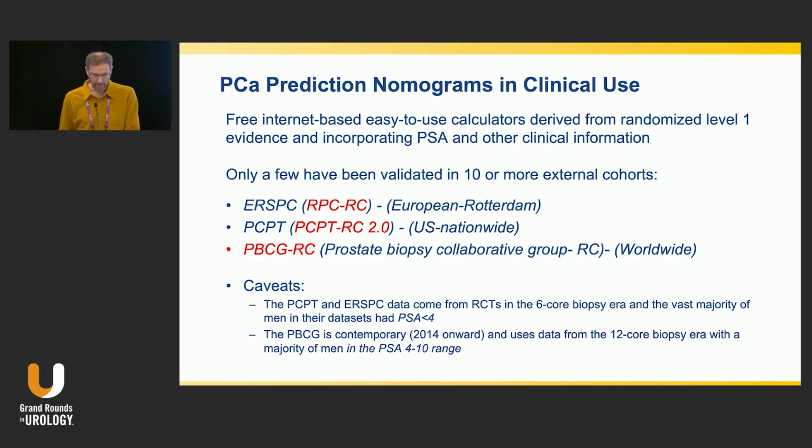And of the many, these 3 have been validated in 10 or more external cohorts. So these are robust. One is using the ERSPC data, that's the RPC risk calculator. One is using the Prostate Cancer Prevention Trial data, and that's the PCPT risk calculator. And the last one we'll talk a little bit about is the newest, the Prostate Biopsy Collaborative Group risk calculator. Dr. Vickers and colleagues came up with a more modern take on these old data sets. Their caveats were that the PCPT and ERSPC data all were from randomized trials in the 6 core biopsy era, and the vast majority of men in their data sets had low PSAs.